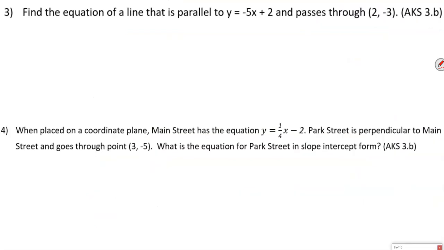So the next one says find the equation of a line that is parallel to y equals negative 5x plus 2 and passes through the point. So we're going to find the slope by using the equation y equals mx plus b, realizing that that's our m right there. So m is equal to negative 5. Then we're going to use the x and y over here. That's a coordinate point right there to plug those values into the equation y equals mx plus b.